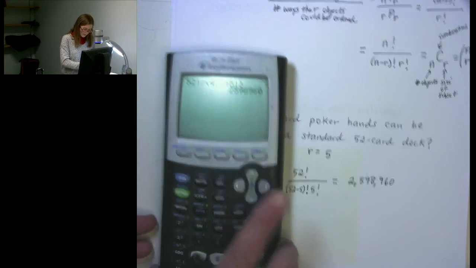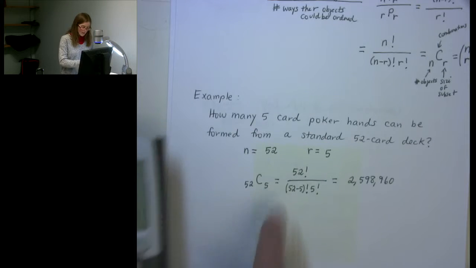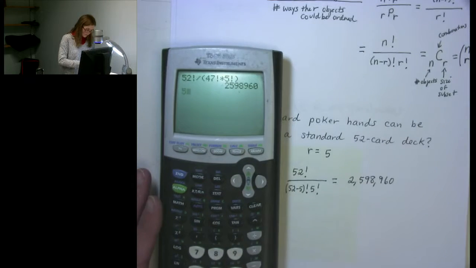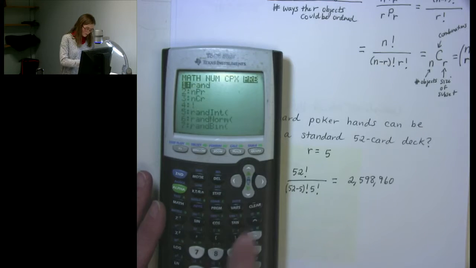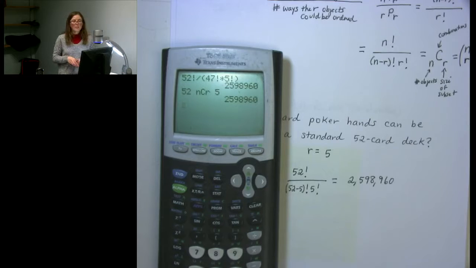I could also do this directly with the math button. I'm doing 52 choose 5, so I do 52, press the math button, scroll over to probability, come down and select NCR, enter 5, and I get the same answer. So just making sure people are comfortable doing these calculations with your calculator. It's very difficult to try to do them other ways, so you want to make sure you know how to do it efficiently.